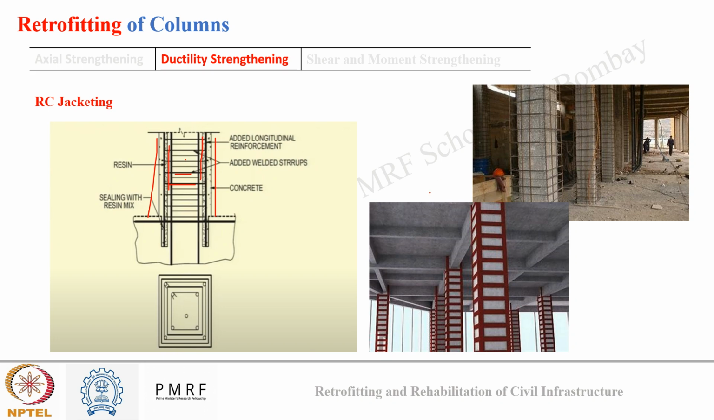Okay, so in the image you can also see how RC jacketing is being carried out here and here. Here you can see a steel plate was directly attached to the existing concrete column using epoxy as an adhesive.